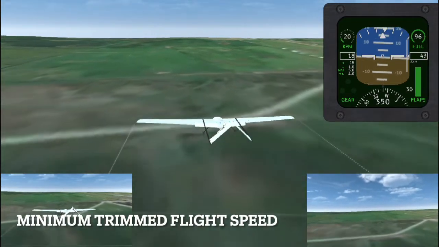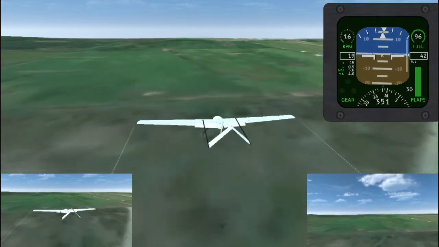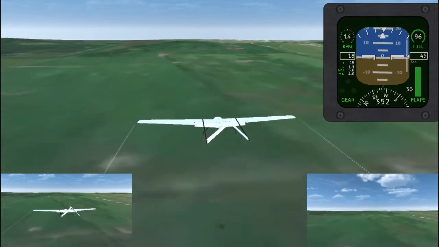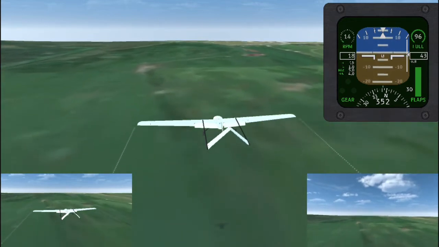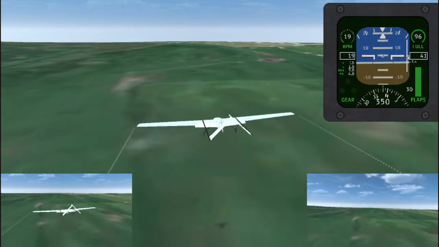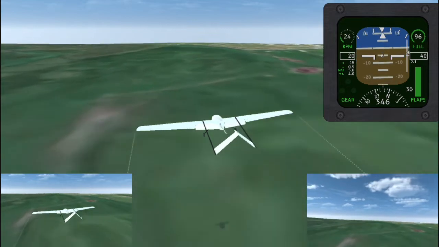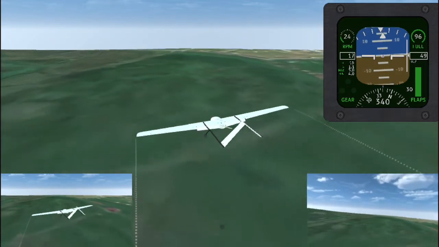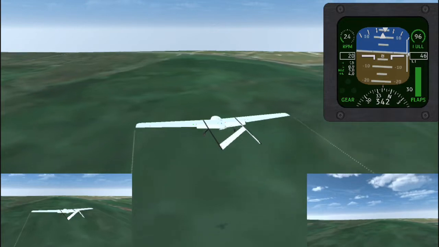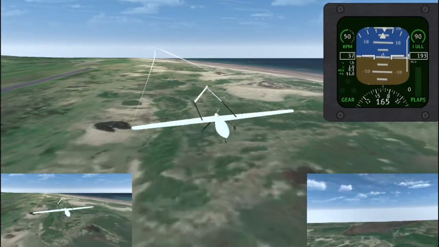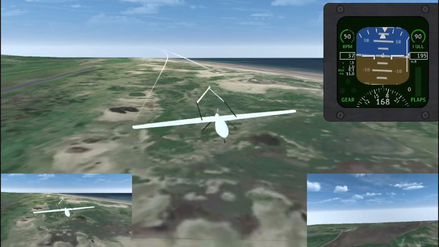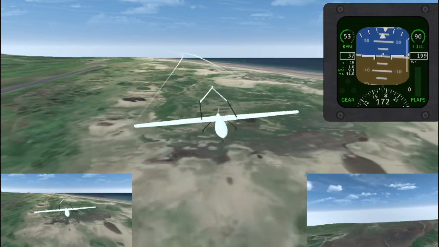Here the idea is to find the minimum trimmed flight speed. You may now notice that the aircraft is undergoing a phugoid oscillation, in the way that it's an oscillatory movement. The minimum trimmed flight speed would be around 17 meters per second. Here looking at the maximum counterpart of it, 37 meters per second would probably be on the higher end of values for this aircraft.